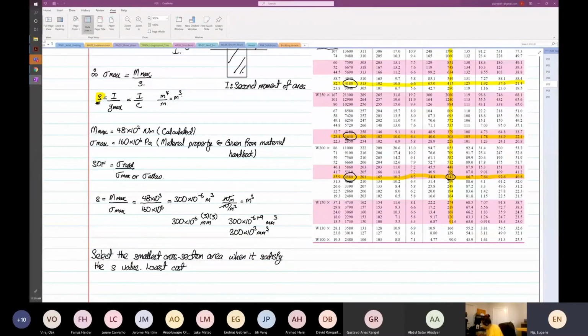So the one we have used is the W. So the selected one will be W250 by 28.4. Okay, by 28.4. So that is all I'm going to teach today.